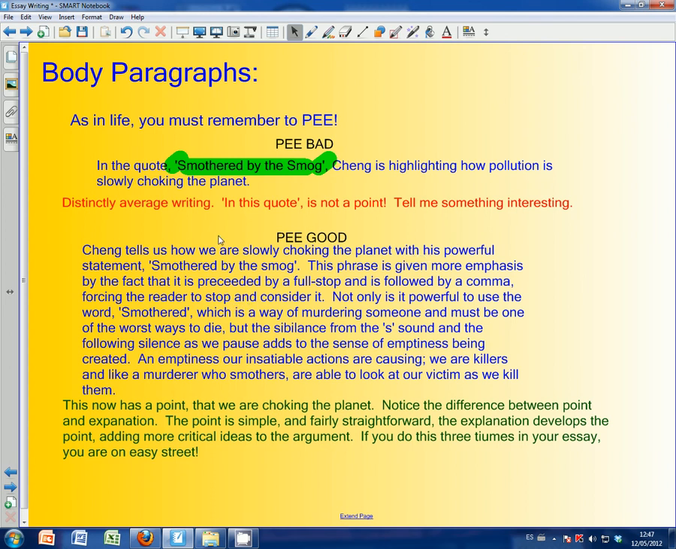So that's an example of a good body paragraph. A PEE, quite clear the point, the explanation, and then this bit here that develops the idea and shows why it's particularly powerful, which was, of course, the question.